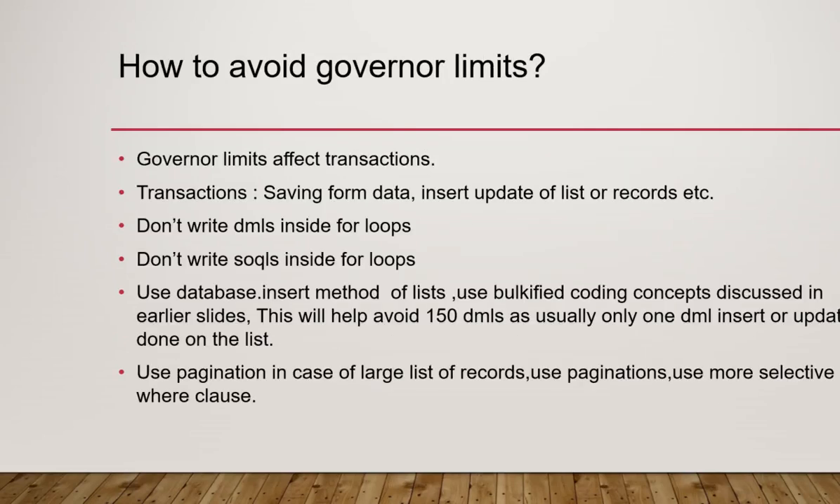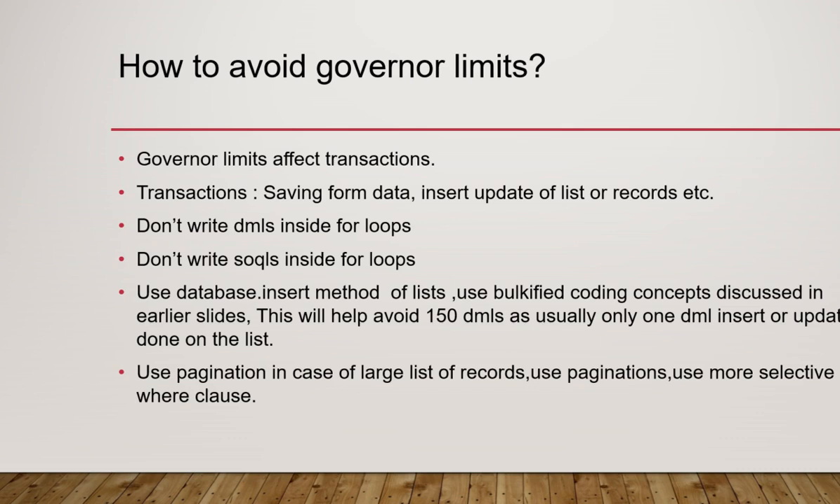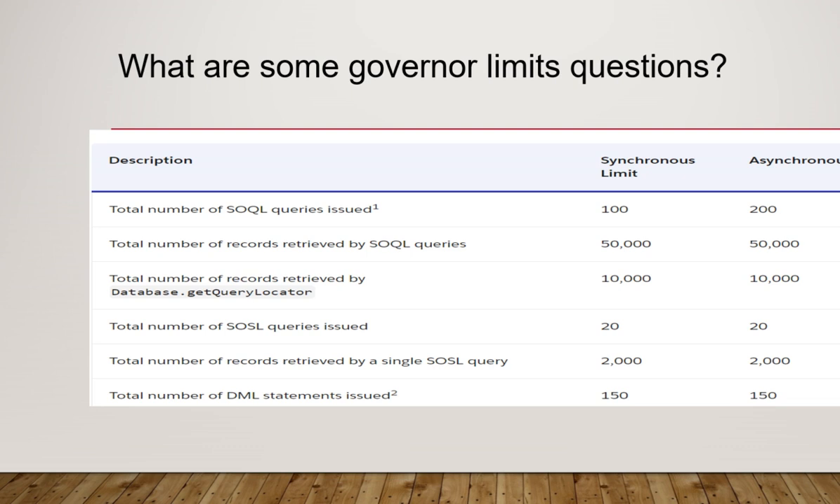So just once again, to cover the governor limits, the last two things are: always try to use bulkified coding concepts. You create an instance of an SObject, add it to a list, and then do one DML. And don't write SOQLs inside loops, as you may hit the governor limit. And in case of large data sets, use pagination and be more selective so that it reduces the query records that come back.